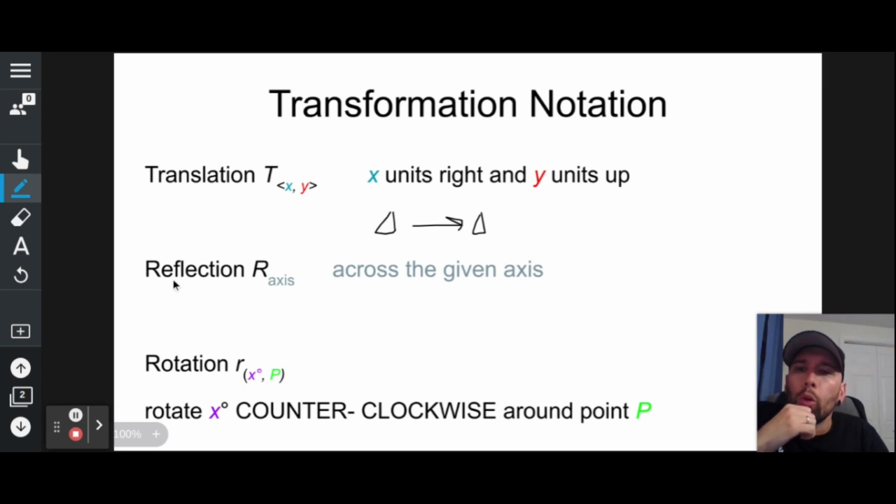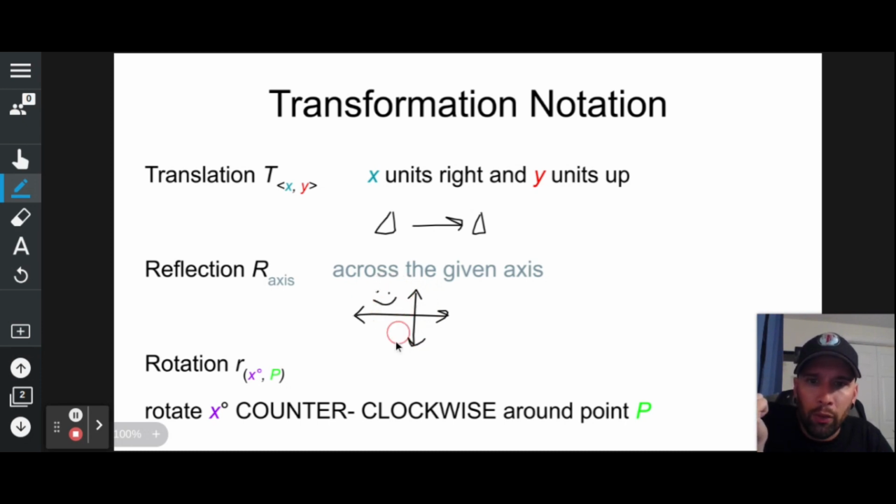I did. Reflection looks pretty simple. Capital R, and then it tells you the axis that you reflect it over. So maybe it'll say x-axis, which means you reflect it over the x-axis. For example, if this was a coordinate plane, and I said, take this smiley face and reflect it over the x-axis, it would look like that. Okay, that would be capital R, x-axis. If it said y-axis, then you would flip it sideways. Maybe it says the x equals 3 axis, which makes you do a whole lot of work. And if you're confused by that, I have videos on that.